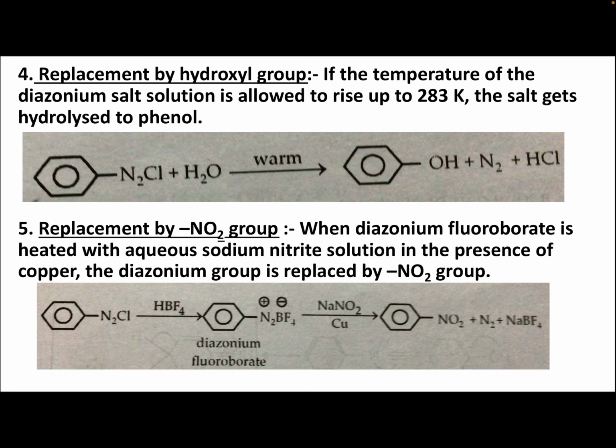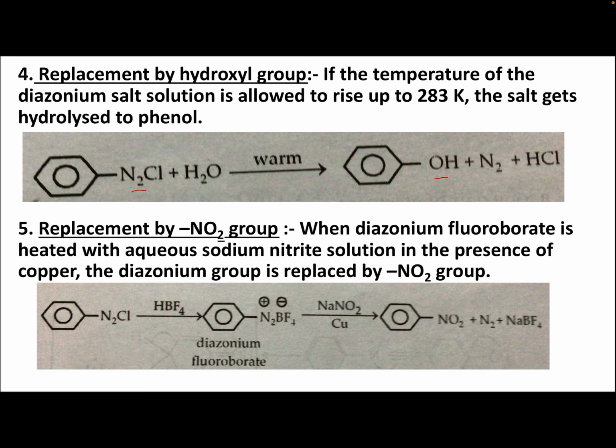Replacement by hydroxyl group. If the temperature of the diazonium salt solution is allowed to rise up to 283 K, the salt gets hydrolyzed to phenol. So the N2Cl gets hydrolyzed to phenol. On the benzene ring OH, that is phenol, is formed. When you warm it to 283 K, you get phenol.